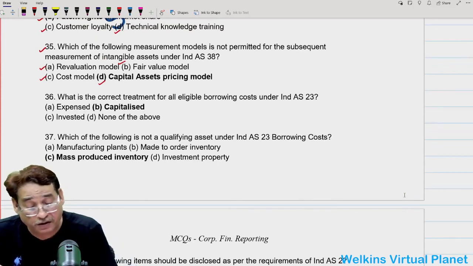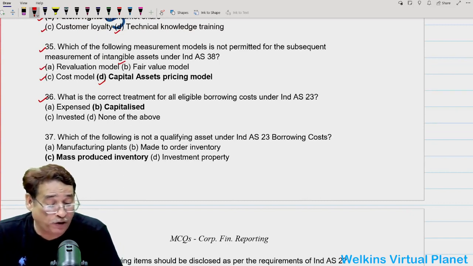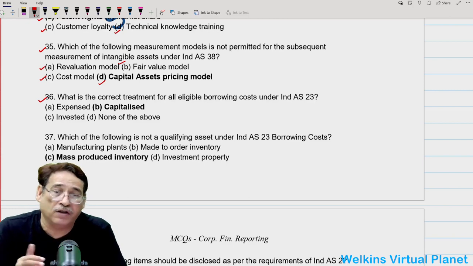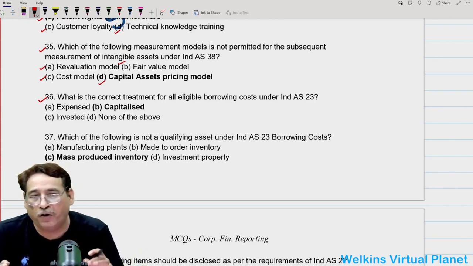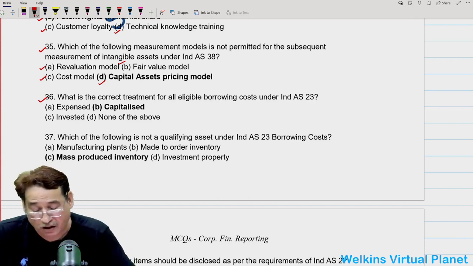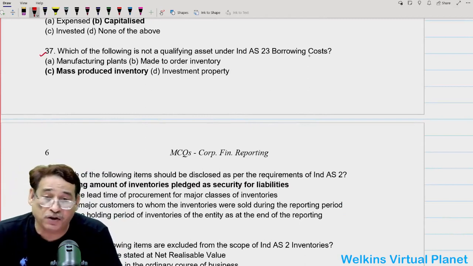permitted by Ind AS 38. What is the correct treatment for all eligible borrowing cost under AS 23? If any cost is an eligible borrowing cost, as given to you, if it is an eligible borrowing cost under AS 23, it should be capitalized. Correct?